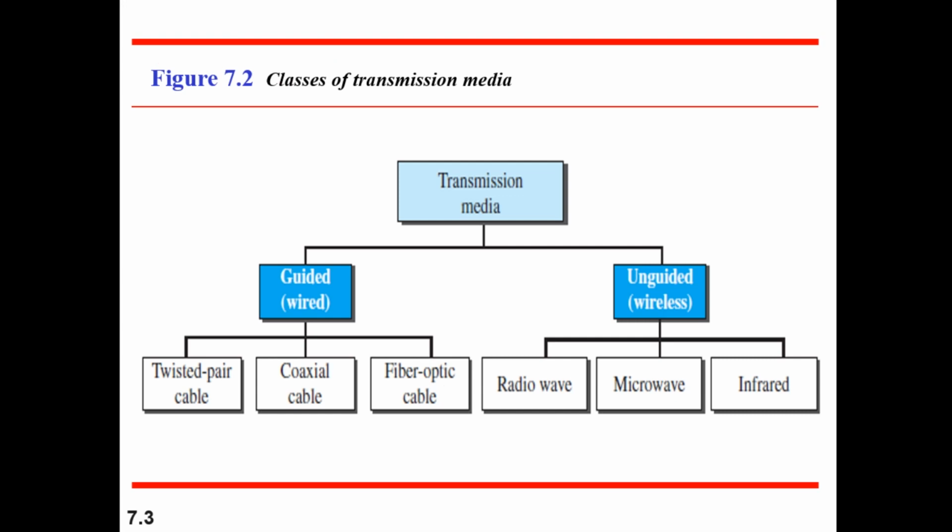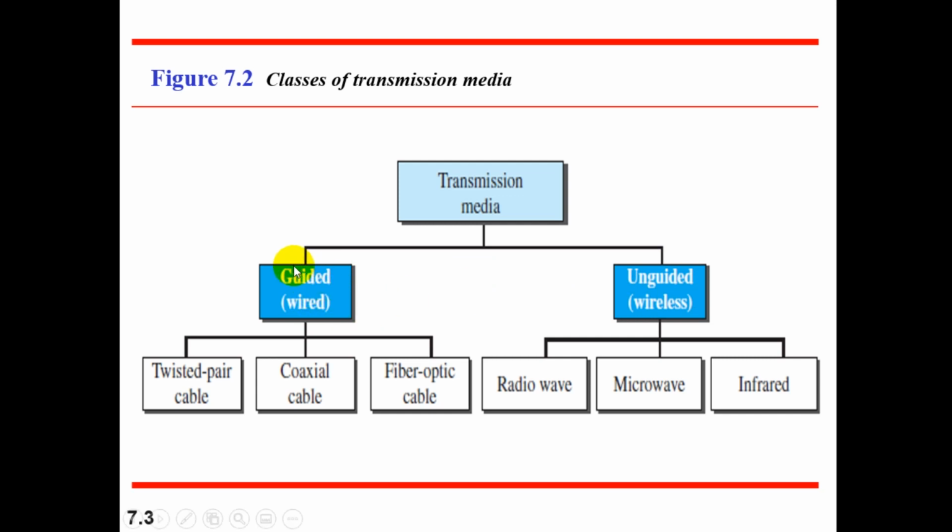Now these are the types of the transmission medium. Transmission mediums are broadly divided into two categories. The first one is guided and the other one is unguided. Guided means there is some physical medium there to transport the information. Unguided means it is not physically present and signal is transmitted wirelessly using the electromagnetic waves.